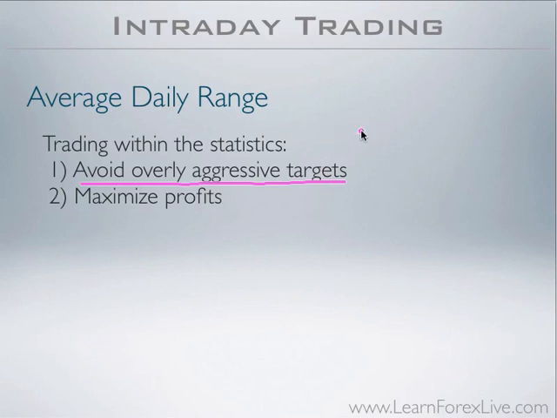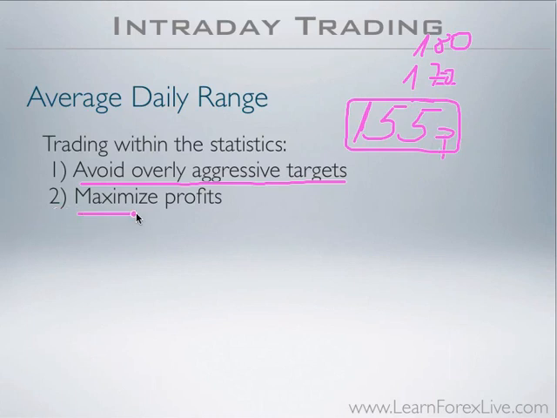Okay, if the statistics say that that particular currency pair moves 155 pips on average, you don't want to be pushing or locating your target beyond that level. Okay, 170 pips, 180 pips. You don't want to push your luck. Okay, you want to trade within what's statistically feasible or reasonable. All right, and second, it's going to help us maximize our profits. Why would you shoot for 130 pips if the average is telling you that that currency pair moves on a daily basis an average of 150 pips?